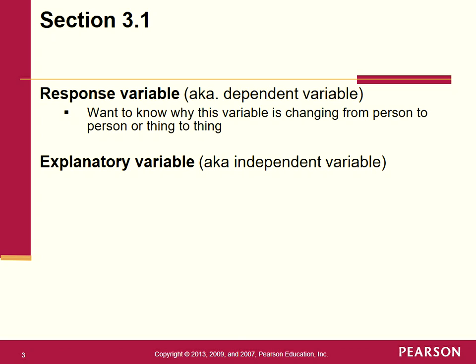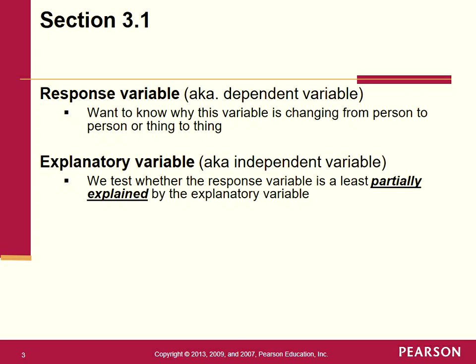Next, the explanatory variable, aka the independent variable. We test whether the response variable is at least partially explained by the explanatory variable. So obviously the explanatory variable does the explaining. We got it.